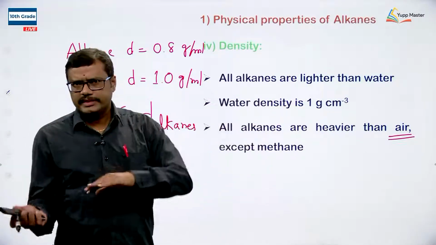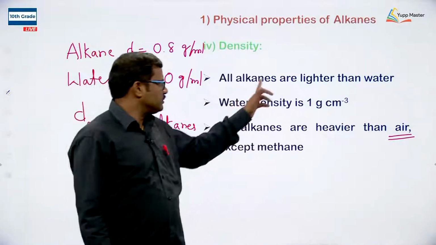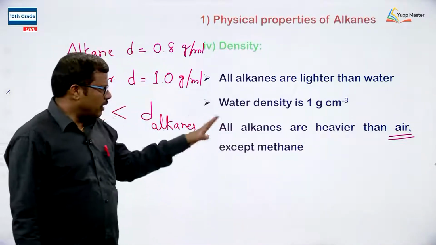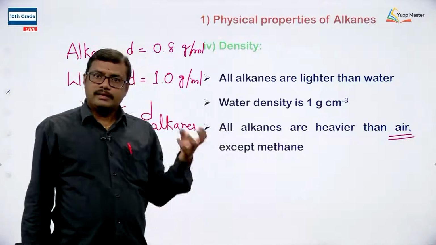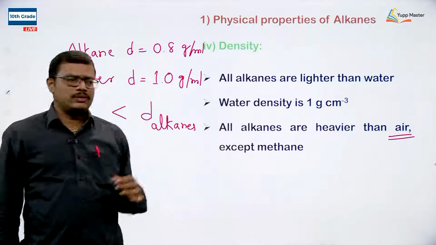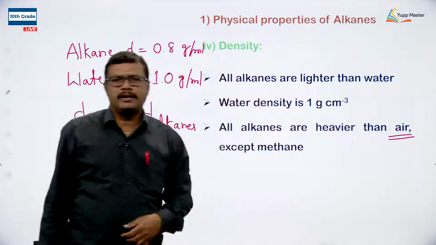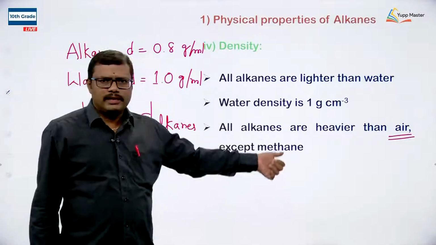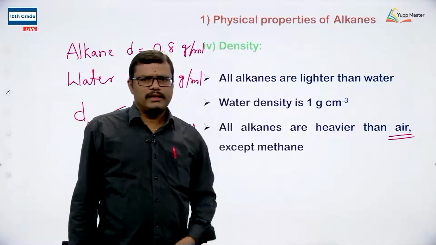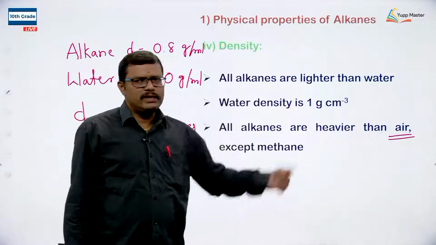In other words, alkanes are lighter than water. But when you compare with the air, the density of air is still lower than the density of alkanes. So, therefore, alkanes are denser or heavier than air except methane. Methane is less in weight compared with the air. So, the density of methane is lower than that of the air.